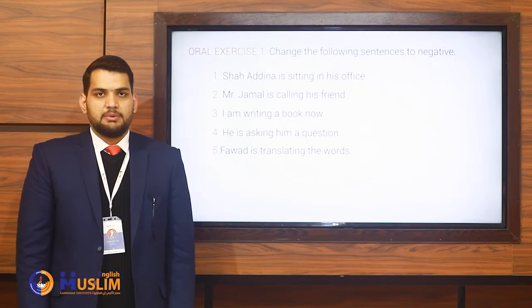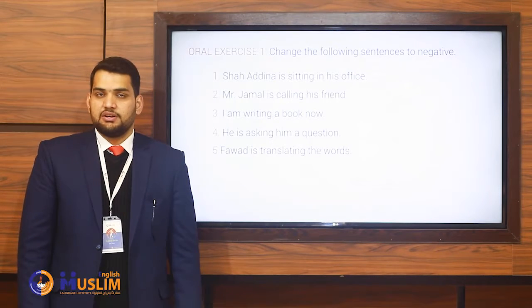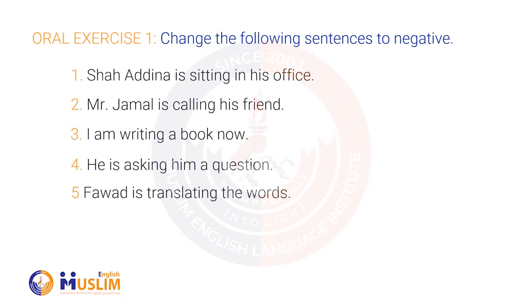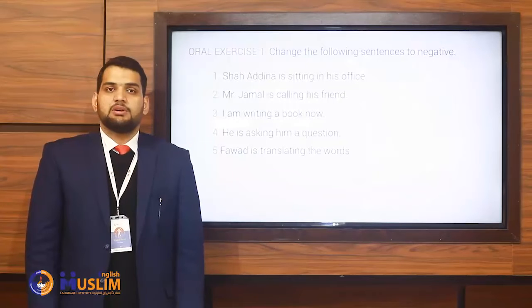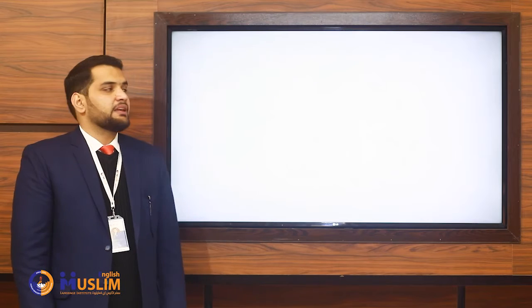Okay, so let's talk about them. Number 2, Mr. Jamal is calling his friend. Mr. Jamal is not calling his friend. 3, I'm writing a book now. So I'm not writing a book now. 4, he is asking him a question. He is not or isn't asking him a question. And 5, Fawad is translating the words. Fawad is not or isn't translating the words.